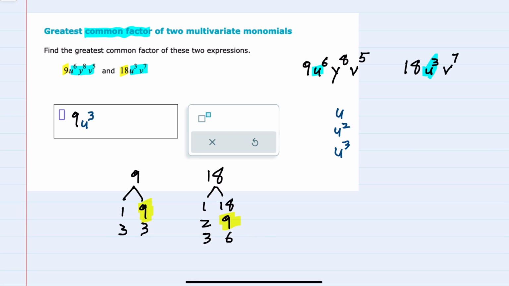Moving to the next variable, y, the second monomial doesn't have a y. So there will be no y's in common. The y variable will not be a part of a common factor.